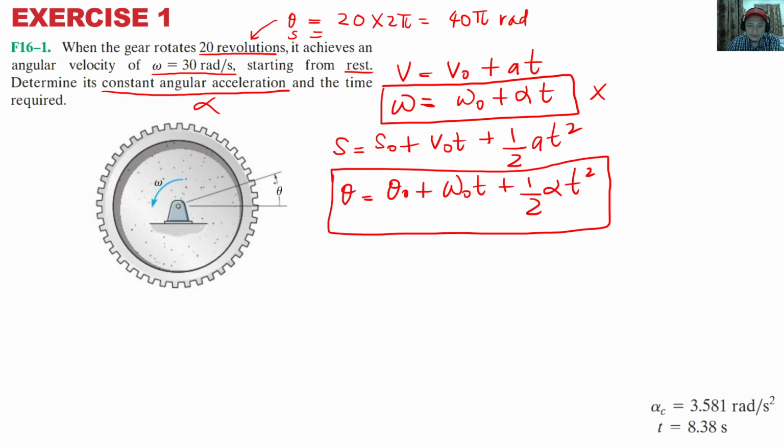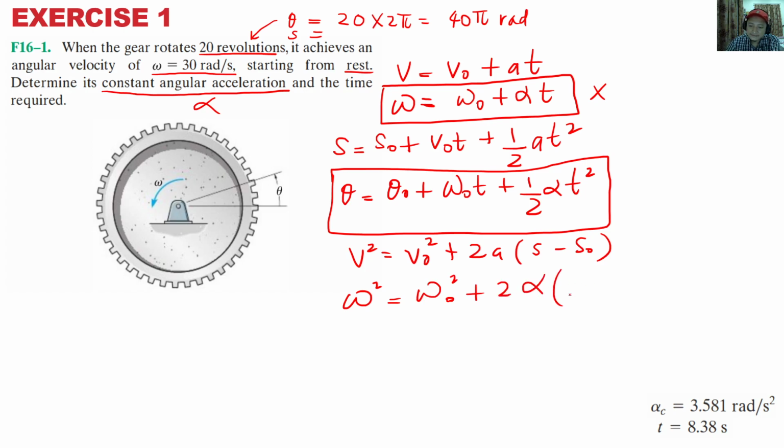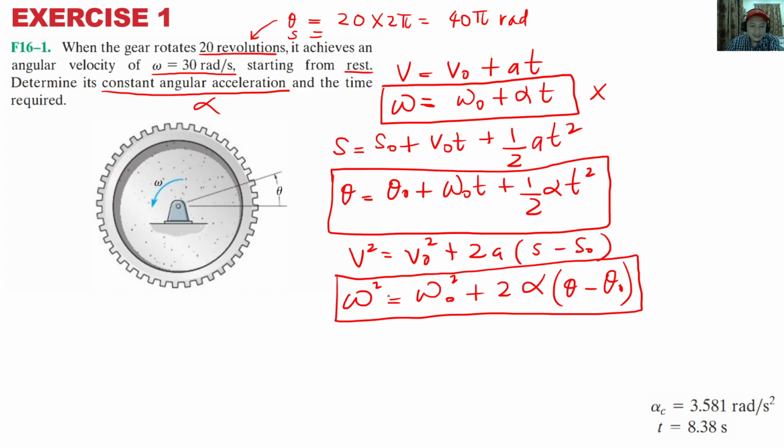Okay, let's look at the third formula. V squared is equal to V naught squared plus 2a, S minus S naught. So now this one becomes omega squared equals omega naught squared plus 2 alpha, theta minus theta naught. This is the third formula. Maybe it's this one. Third time is the lucky time. Third formula, omega squared. What does it want? Determine angular acceleration. Okay.